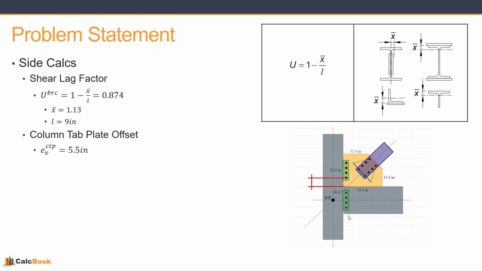Typically centered on the gusset plate, but just in case you wanted to have something different, we do offer this input for relocating that tab plate. But for us, it's going to be 5.5 inches, and that will locate it centered on the gusset plate. So let's go ahead and open up CalcBook, and we'll get started on the design.